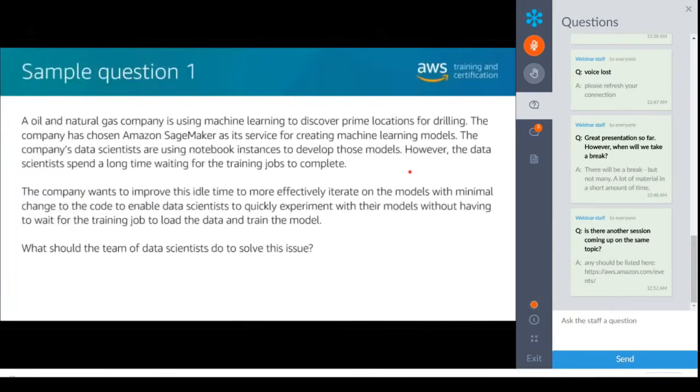All right, let's walk through some questions. We've actually got still a lot of material to go through and we're running short on time. So we're going to pick up the pace here just a bit.